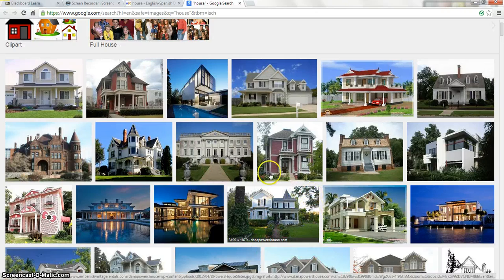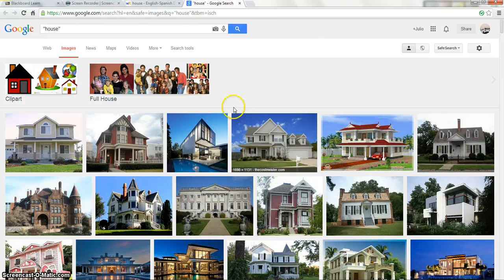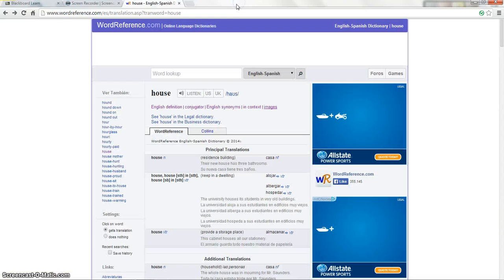So this is a house, but if you don't know what another word means, you can go here and it gives you the picture so you can more easily understand. So let me close this tab.